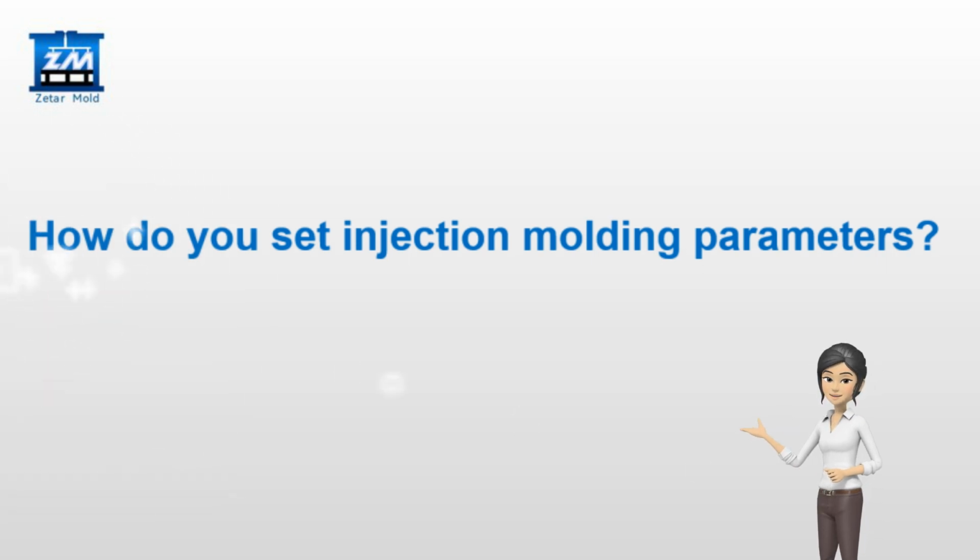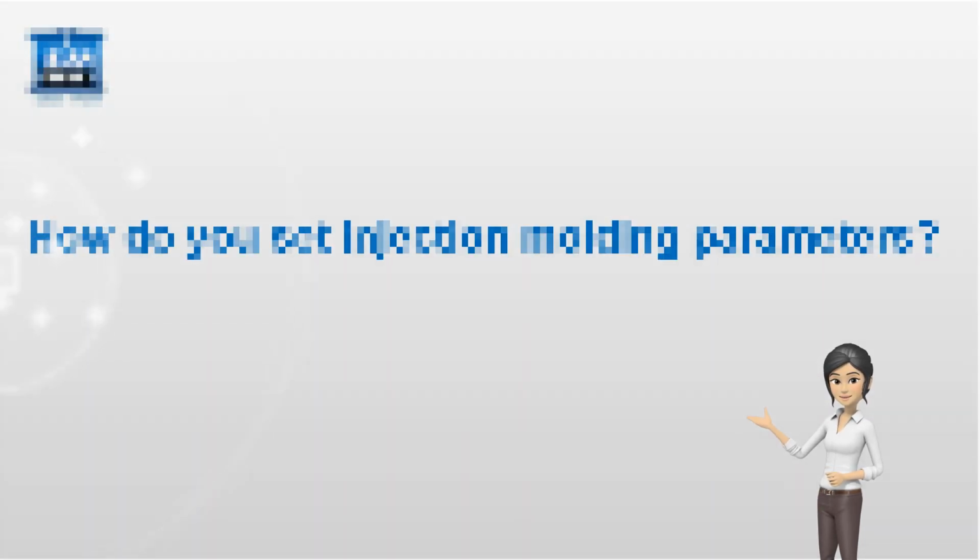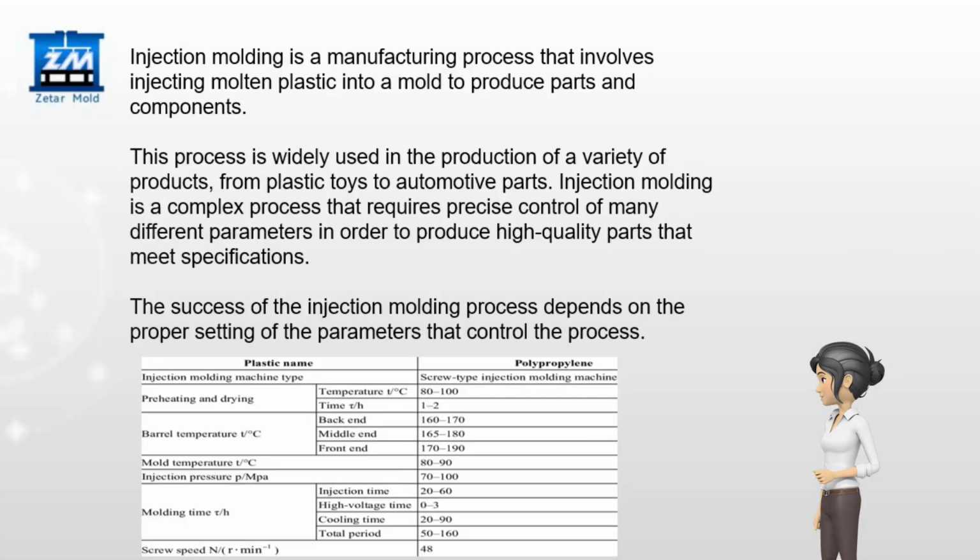How do you set injection molding parameters? Injection molding is a manufacturing process that involves injecting molten plastic into a mold to produce parts and components. This process is widely used in the production of a variety of products, from plastic toys to automotive parts.